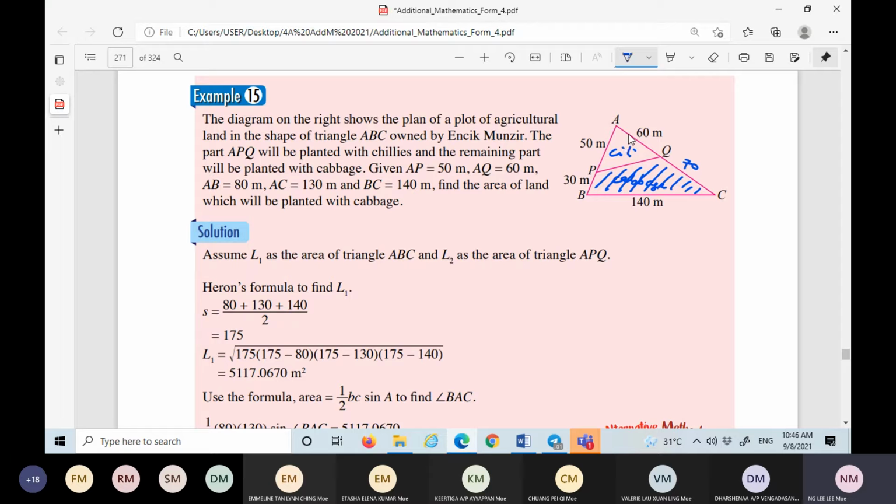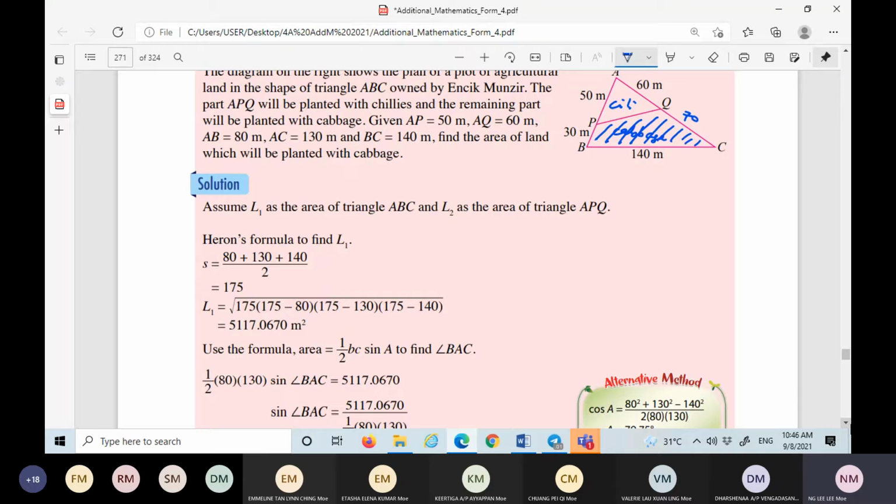Okay, now you have to be very firm already: what kind of information is given, what you want to find, and which rule you have to use. Three lengths are given and you want to find the angle, so you use the cos rule. But here they don't use the cos rule. They use Heron's formula to find the area, which also works because 3 lengths are given.